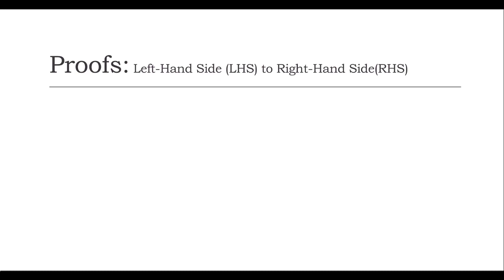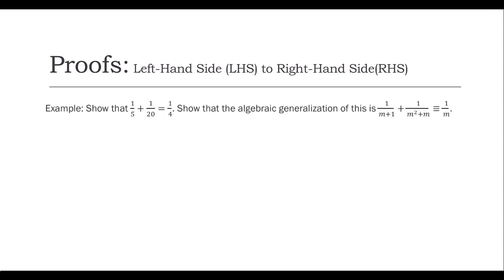Next, we'll talk about proofs. So there are left-hand side to right-hand side proofs, LHS to RHS proofs. Here's an example of one. It says, show that 1/5 plus 1/20 equals 1/4. Show that the algebraic generalization of this is 1 over m plus 1 plus 1 over m squared plus m is the same as 1 over m. We'll start by setting up our left-hand side to right-hand side proof. We'll write LHS for our left-hand side, a bar in the middle, and RHS for our right-hand side. We have 1/5 plus 1/20, and it equals 1/4 on the right-hand side.